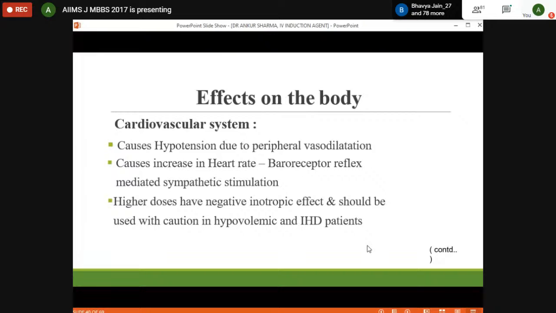In the CVS, it causes hypotension due to peripheral vasodilatation. Because of the hypotension, there is an increase in heart rate. It is called the baroreceptor reflex. Higher doses have a negative inotropic effect and should be used with caution in hypovolemia and ILD patients.